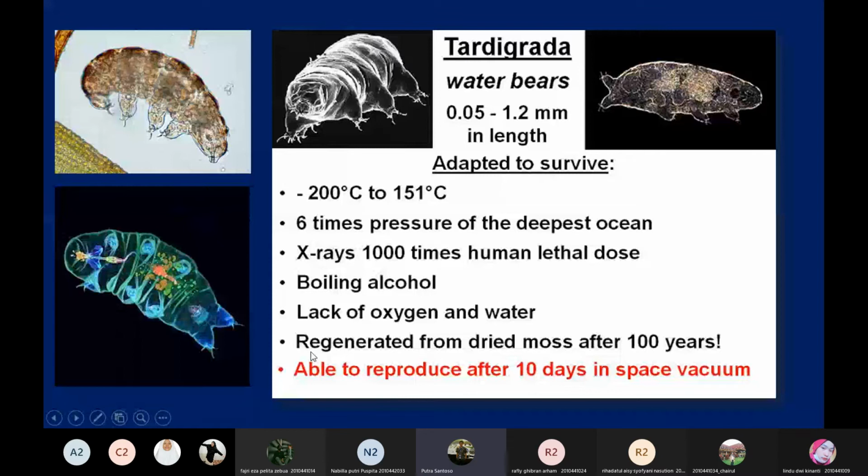And also these animals are able to reproduce after 10 days in space vacuums, and regenerate from dried moss after 100 years. So this is really strong animals.